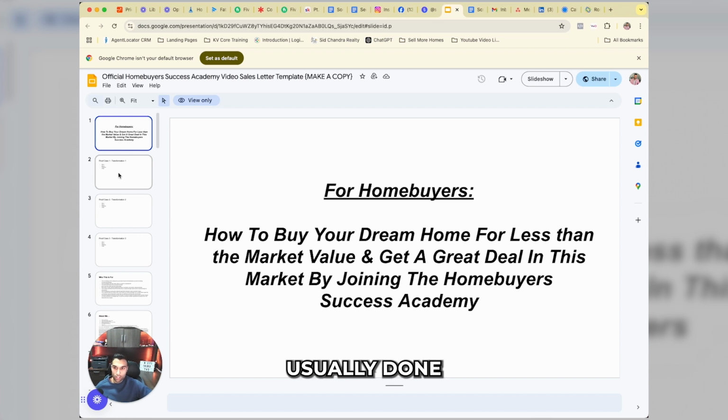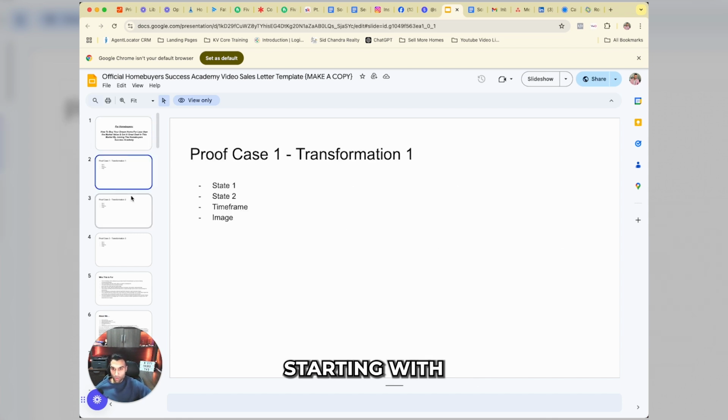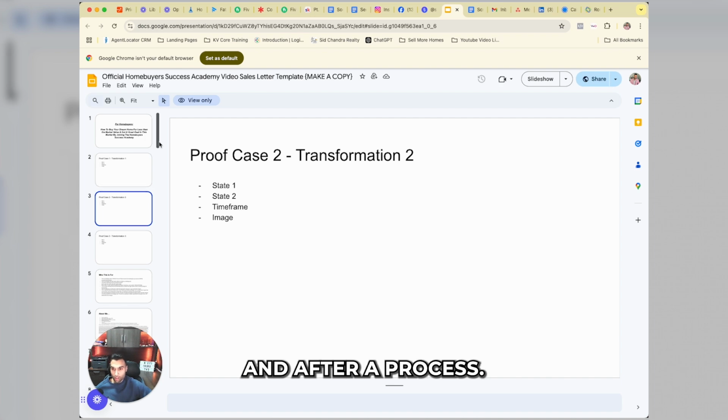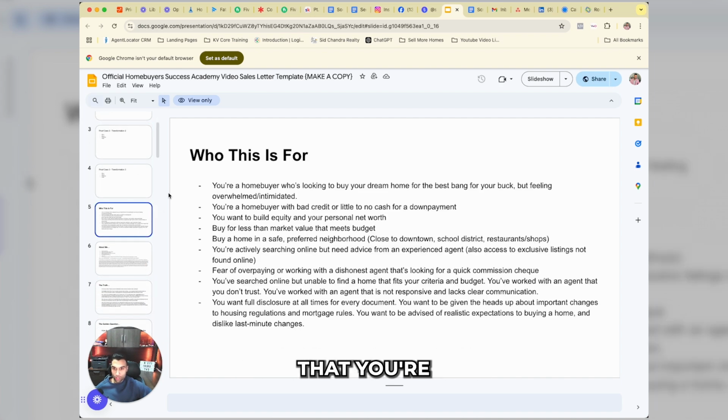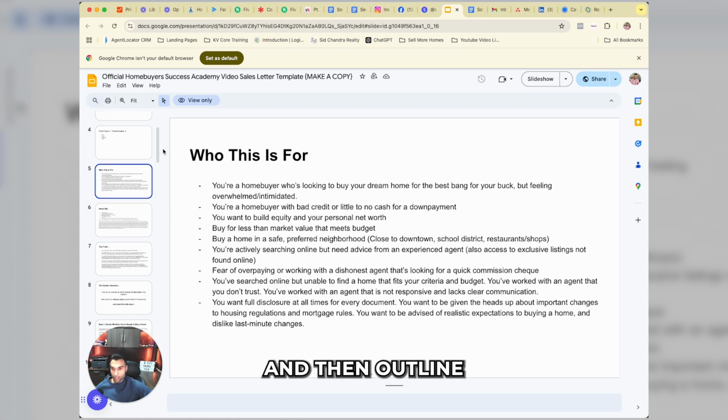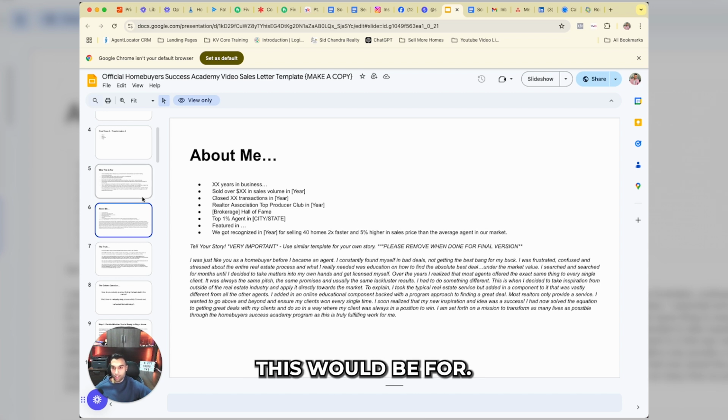And this is usually done in a screen share format, similar to what I'm doing right now. I would have you go through all of these slides, starting with the proof, so essentially these are clients that you have helped, stating their before and after process. This shows that you're a credible realtor. Then outline who this is for, so they know they're in the right place: if they're a buyer, an investor, an upsizer, or a downsizer, those are all examples of who this would be for.